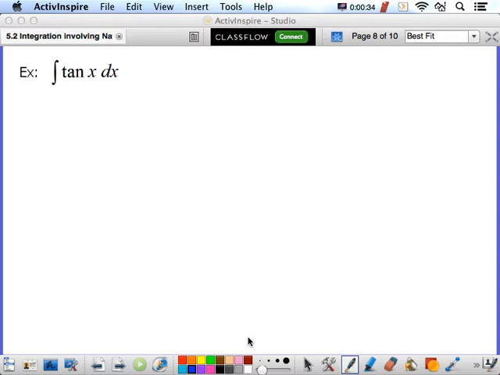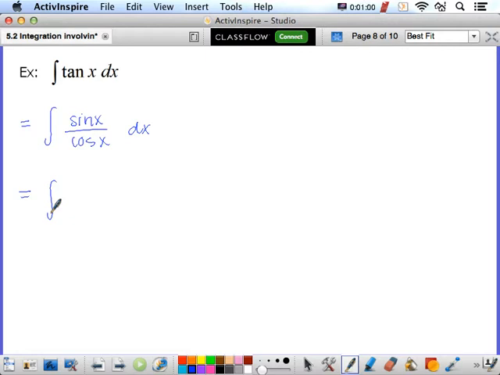What's the derivative of tangent? Secant squared. So I would need to have a secant squared to give away in order to turn this into a power rule problem, and I don't have that. So we're kind of in a situation we've never been in before. And the way you do this is you use your quotient identity and rewrite this as sine of x over cosine of x. And what that will allow you to do is bring the cosine to the top.